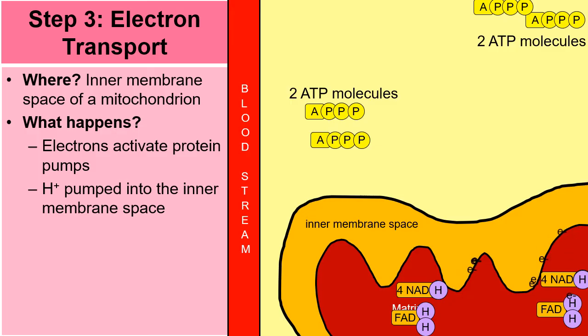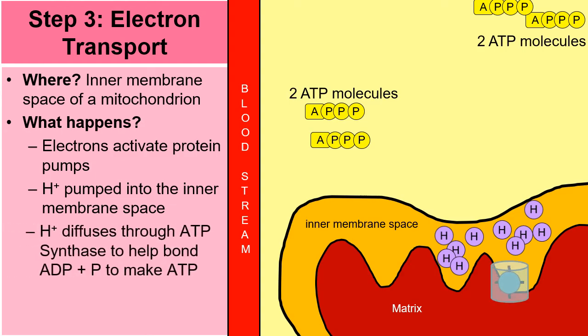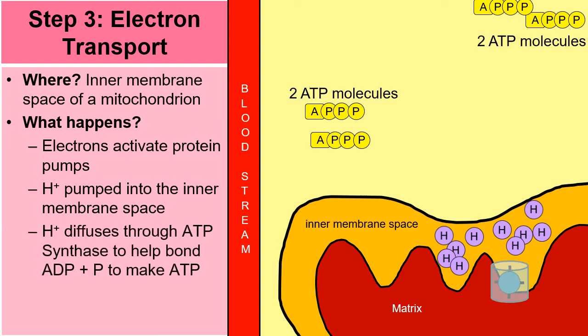And so there are protein pumps that will pump the hydrogens from the matrix into the inner membrane space. That frees up the NADs and FADs to return to the Krebs cycle to get more hydrogens. But let's focus on the hydrogens that are currently here. What happens now? We've created a concentration gradient. There's a high concentration gradient in that orange area there.